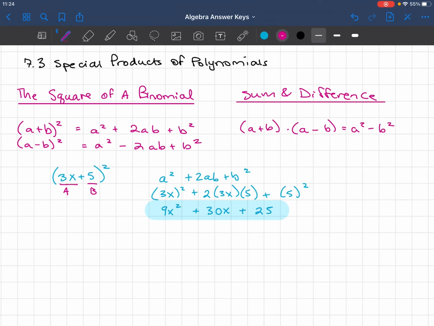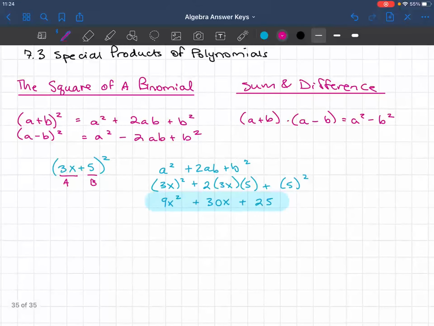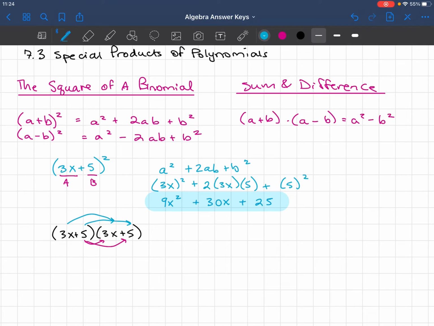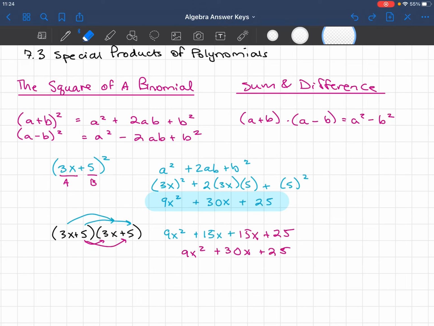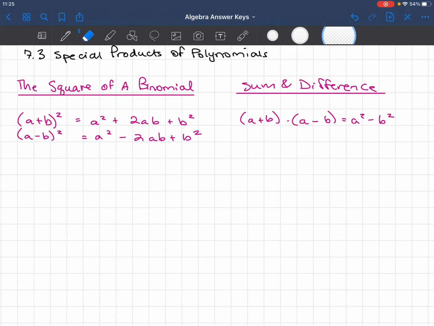So if I had done it the other way, (3x plus 5) times (3x plus 5) like this, and I had distributed everything, I would get the same thing, it would just take me slightly longer. Either way of finding the answer is valid, but this lesson, like I said, is just going to focus on these special formulas. So now we're going to focus on this formula here.